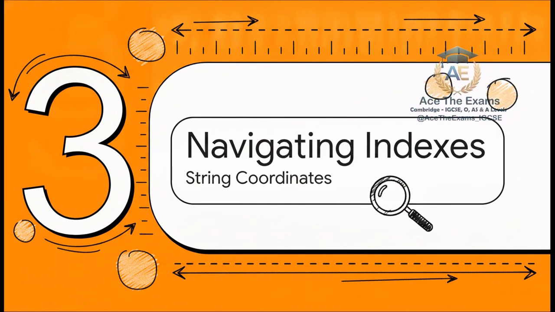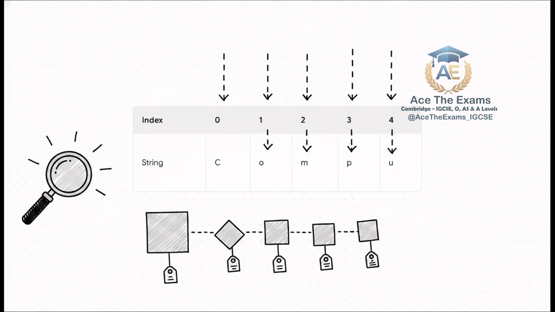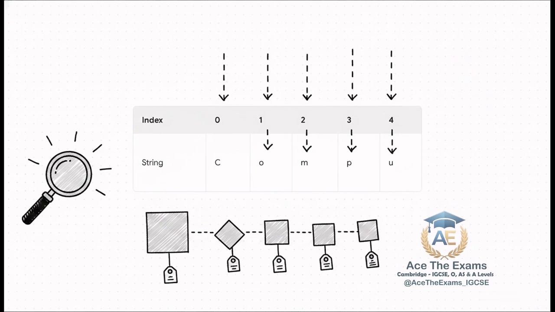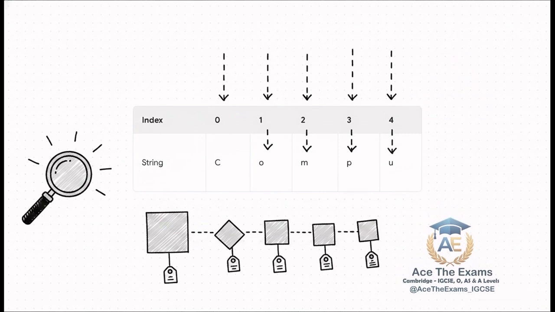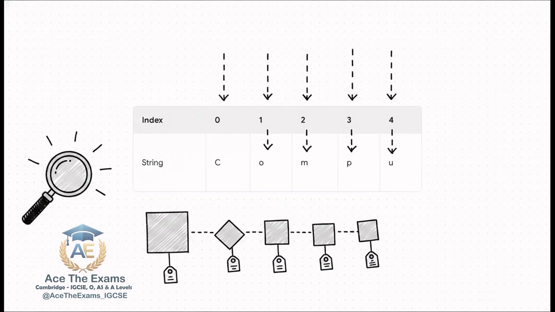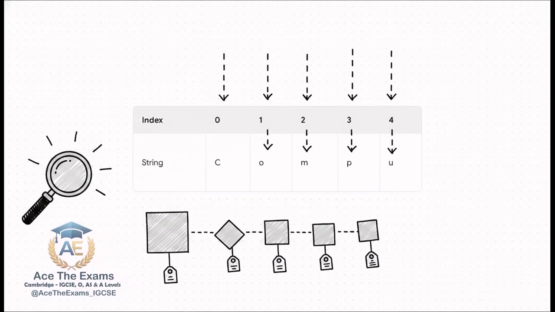Think of this as the coordinate system for your text. This visual right here is absolutely critical for your exam memory. I want you to picture this grid every time you see a string question. Every single individual character in a string gets a unique numerical index. It's exactly like a street address for each letter.